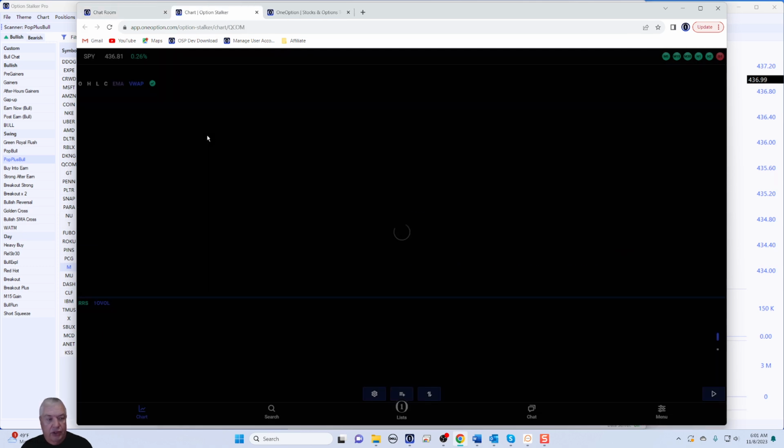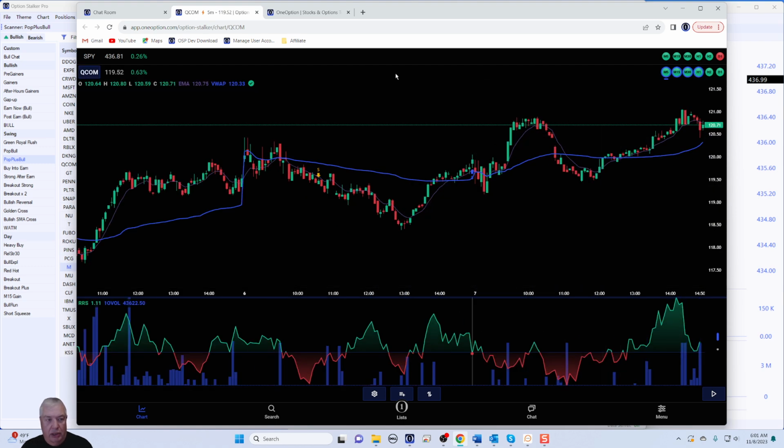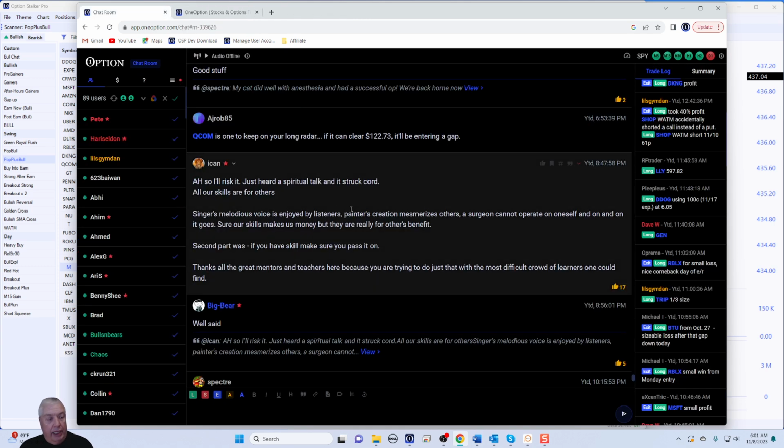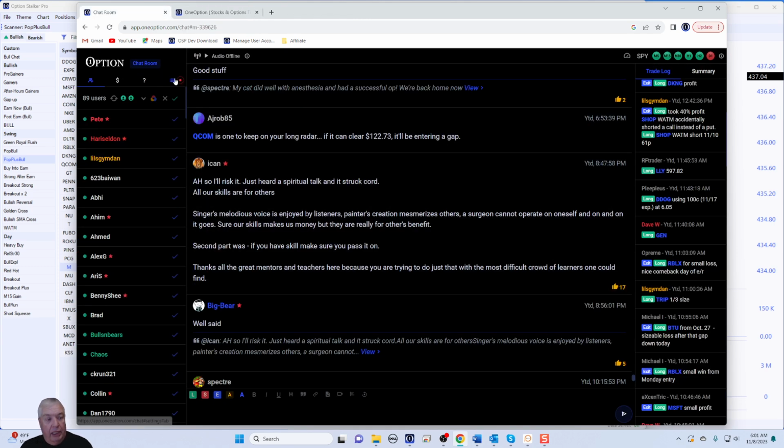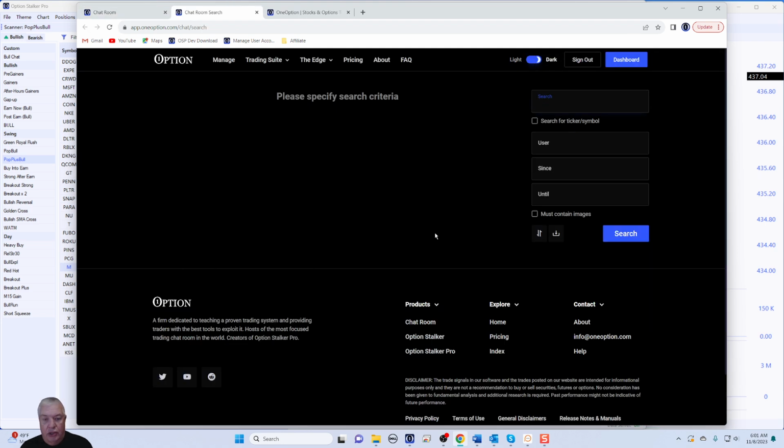So for instance, if I clicked on Qualcomm, I'd be able to see what the chart is doing. Very nice cross reference. I can also go back and search in the chat room, and there you'll see we've got lots of resources. One of them is the chat search feature.